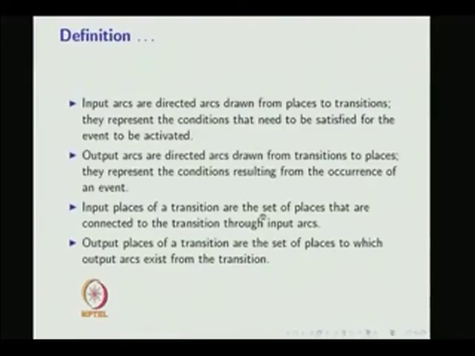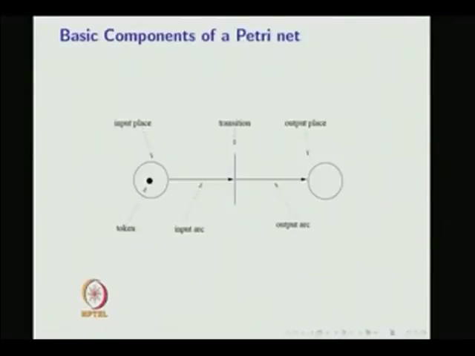Input places of a transition are the set of places that are connected to the transition through input arcs. Output places of a transition are the set of places to which output arcs exist from the transition. In this diagram, we have only one input place because the transition has only one input arc. With respect to the same transition, we have only one output place because we have one output arc.